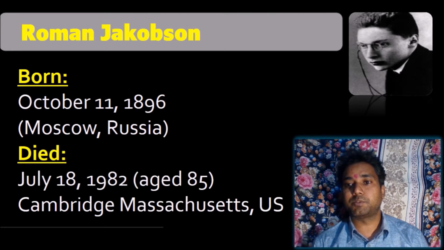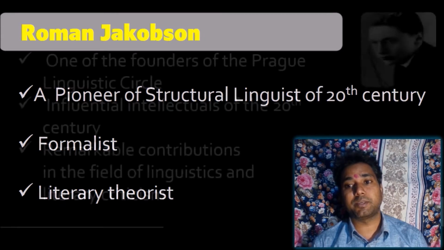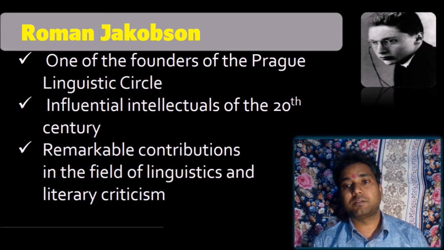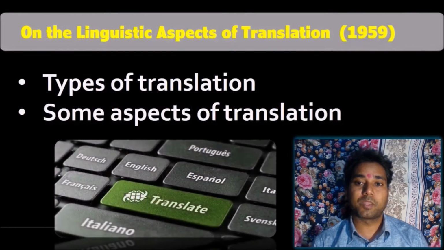Roman Jakobson was born on 11th October 1896 in Moscow, Russia. He died in 1982 in Cambridge, Massachusetts, United States at the age of 85. He is considered to be the pioneer of structural linguistics. He is a true formalist and a literary theorist. He is among the founders of the Prague Circle and one of the most influential intellectuals of the 20th century. He has remarkable contributions in the field of linguistics and literary criticism.